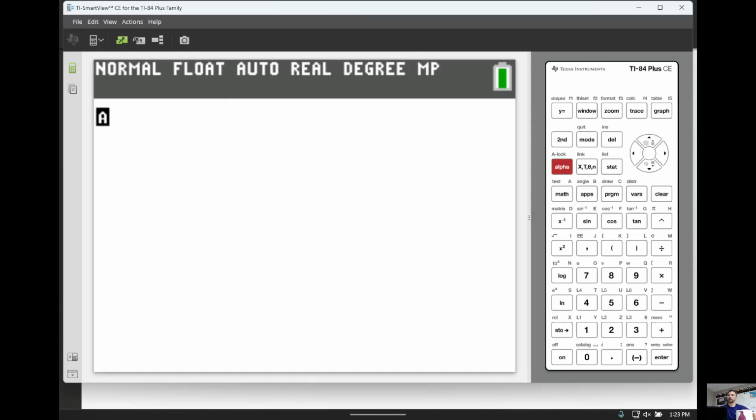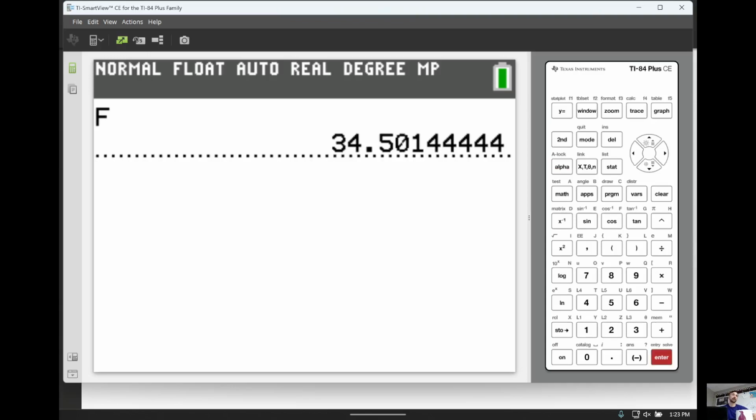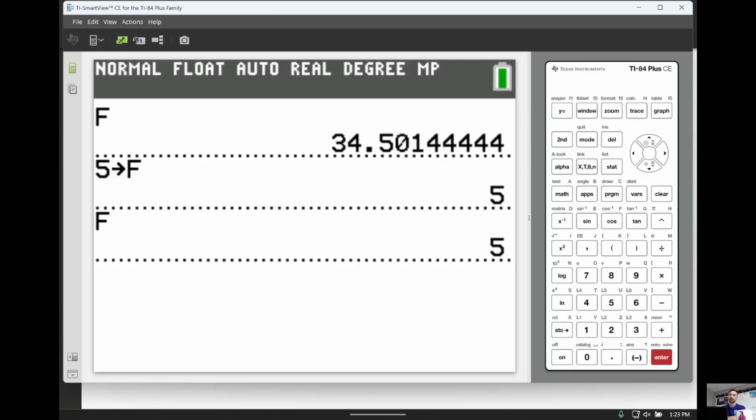Three months from now, if you type in F again, it's going to remember what that is, but it doesn't interfere with any other part of the calculator. So someday, in a week, if you want F to be something else, you just store that in for F, and it just forgets what the old thing was. So it doesn't mess anything up.